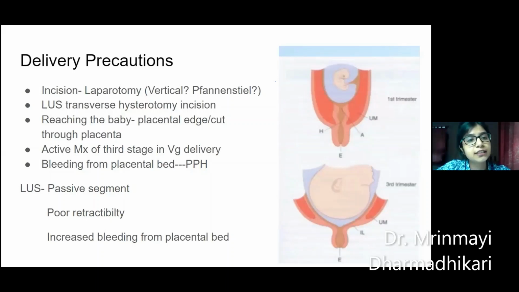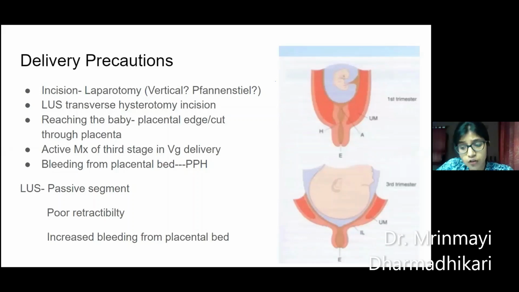The uterine incision is ideally a low uterine segment transverse hysterotomy incision. Some of them again have argued, with an anterior placenta previa, in order to avoid cutting through the placenta, you can use a classical hysterotomy incision. But with the classical incision, the problem is that it has a very high incidence of postpartum hemorrhage as well as rupture in the next pregnancies. So where possible, use a low uterine segment transverse hysterotomy incision.